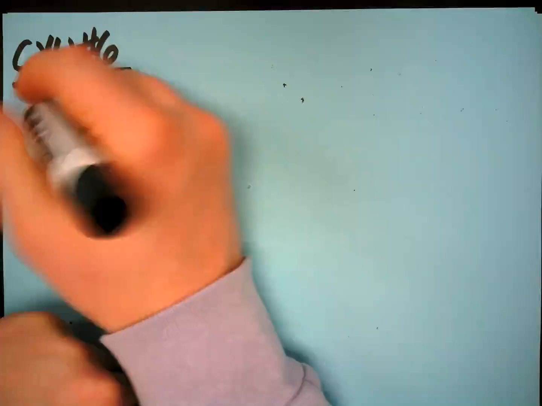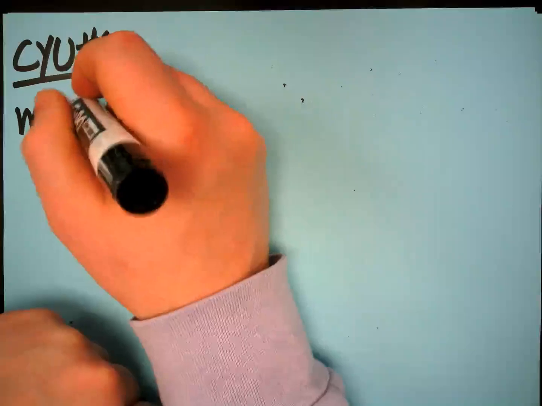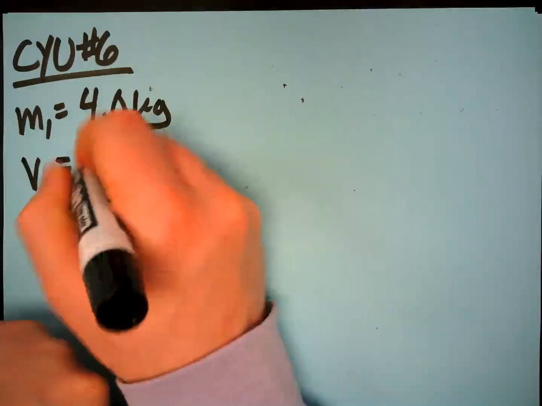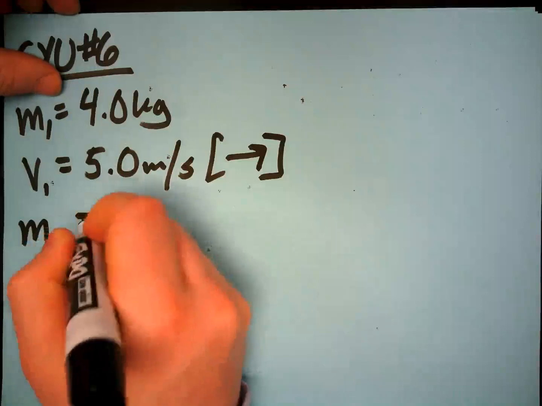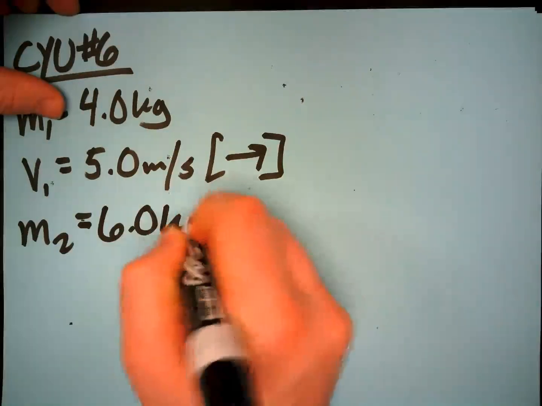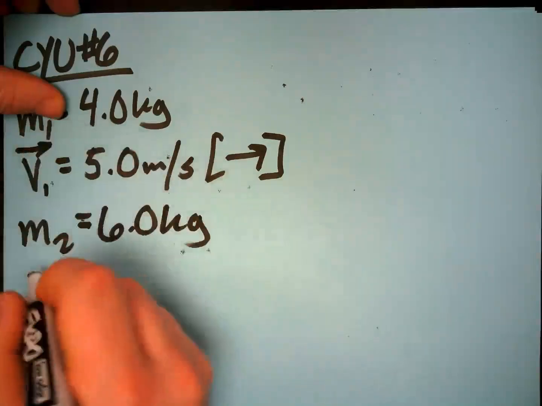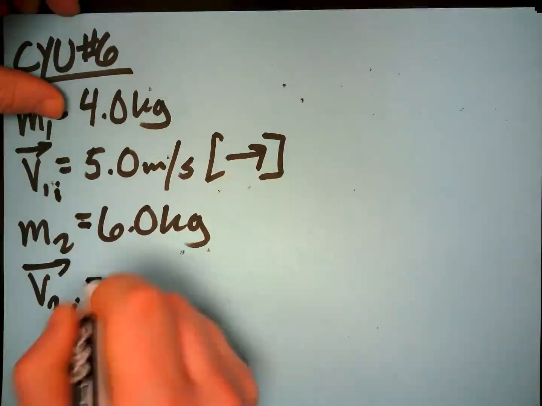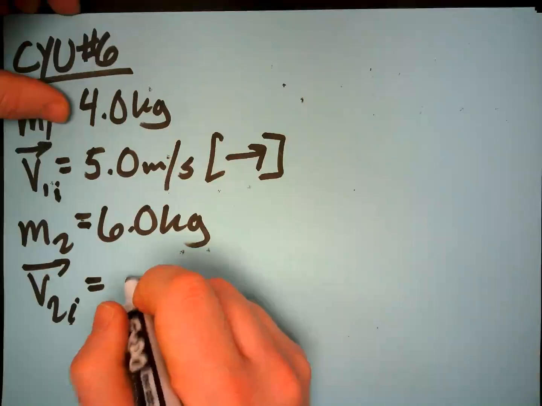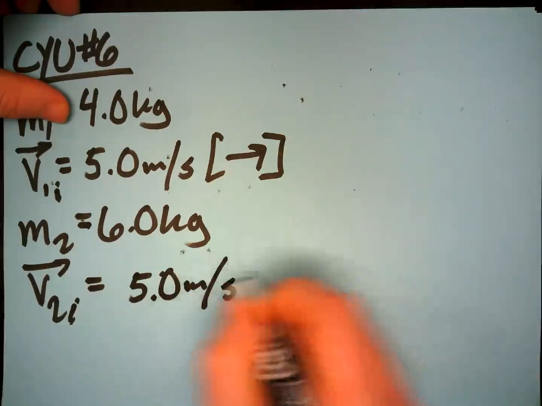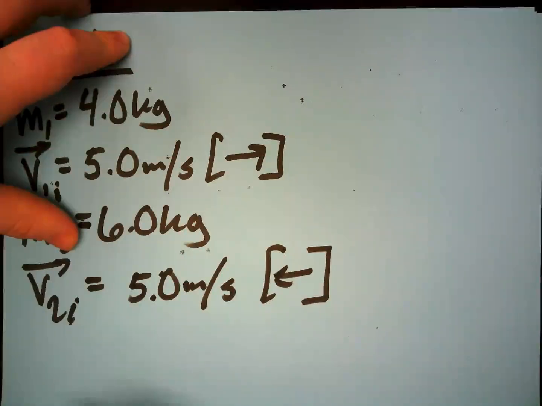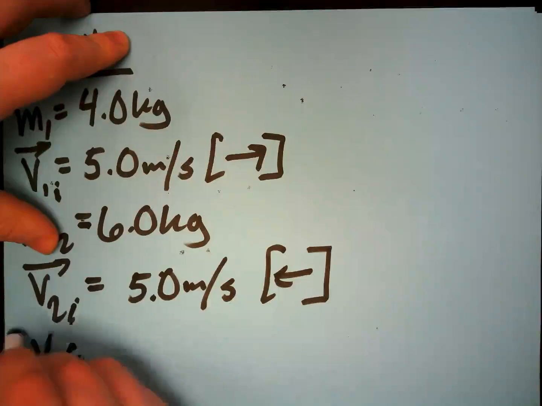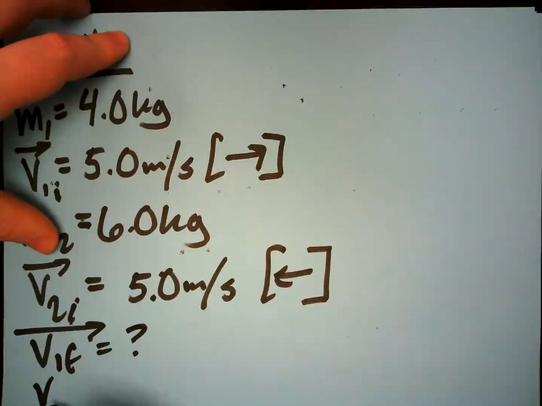Okay. So mass of ball 1 is 4 kilograms, has a velocity of 5 meters per second. We're going to say in this direction. Mass of ball 2, 6 kilograms, velocity, this is initial, is also 5 meters per second, but in this direction. So it will be a negative, so keep that in mind. What is the velocity of each ball? So we want to know what's the final velocity for each ball here.